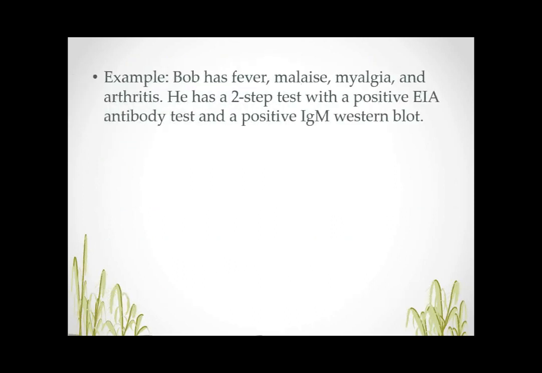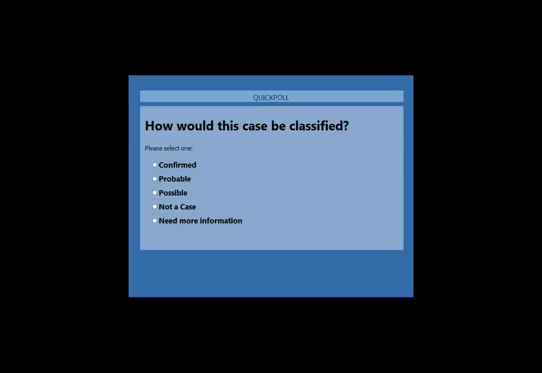Okay, so we'll do another example here. So Bob has fever, malaise, myalgia, and arthritis. He has a 2-step test with a positive EIA antibody test and a positive IgM Western blot. Okay, so we're going to do a poll question. How would this case be classified?